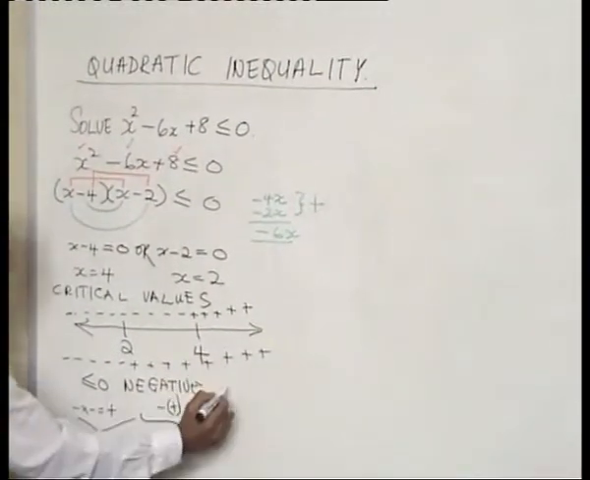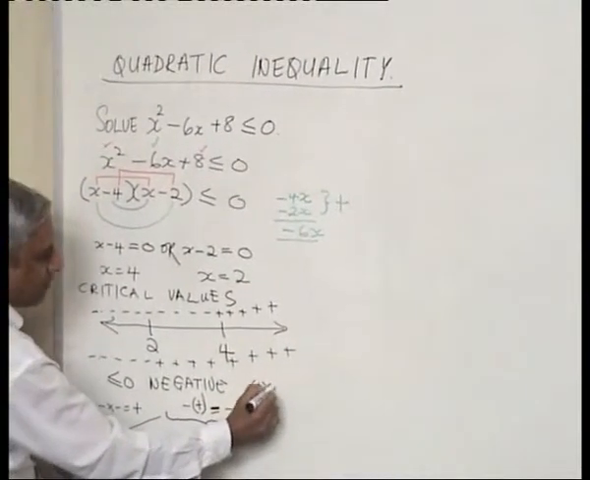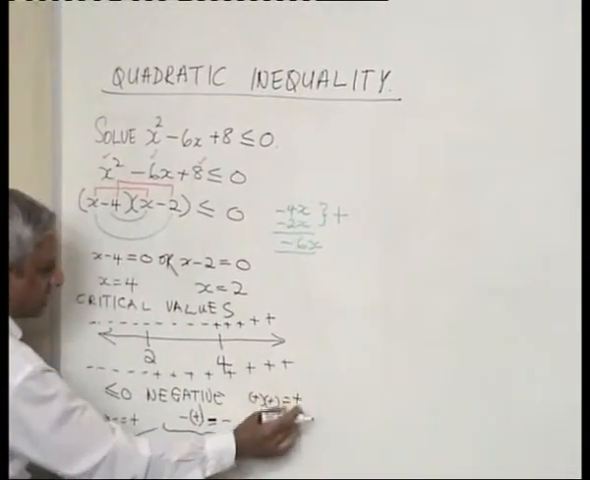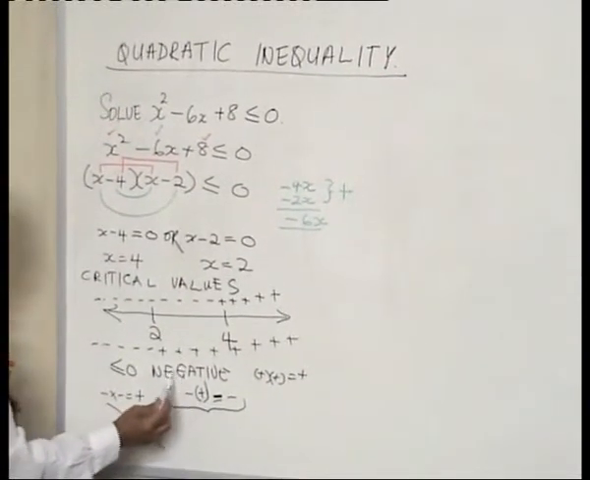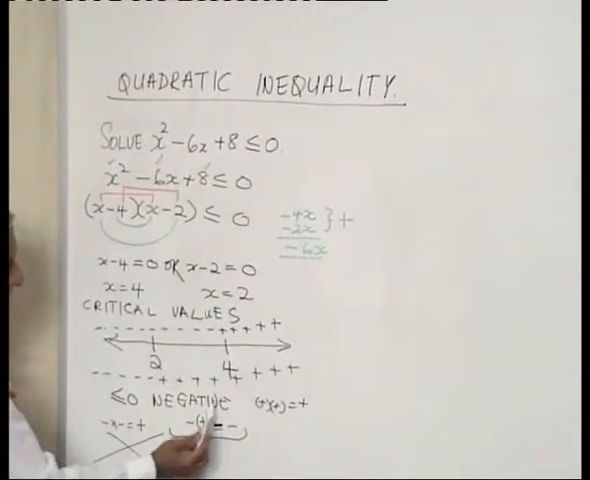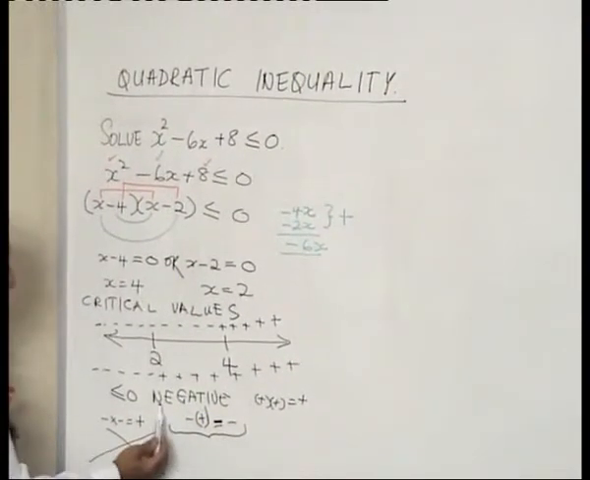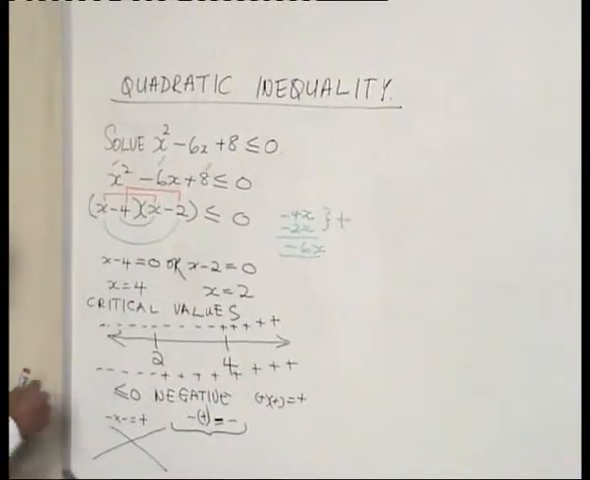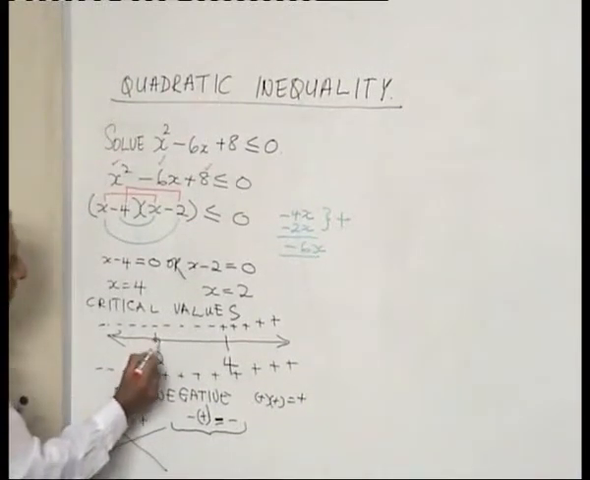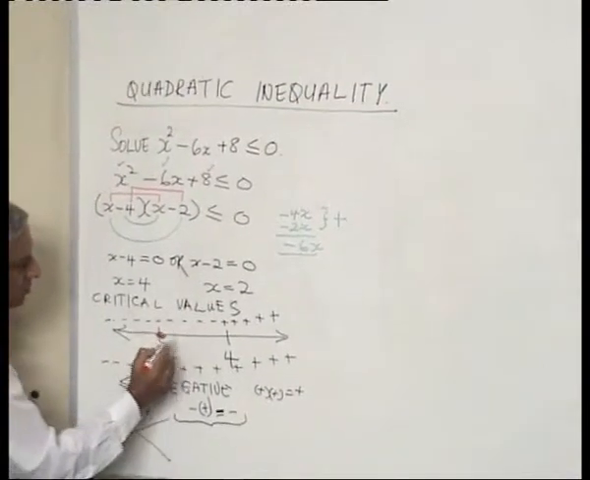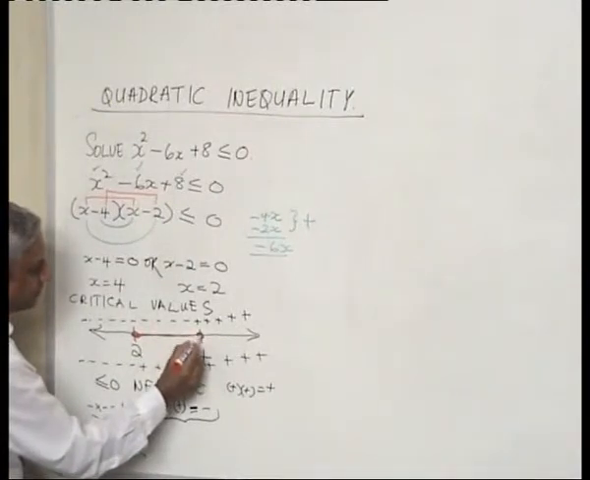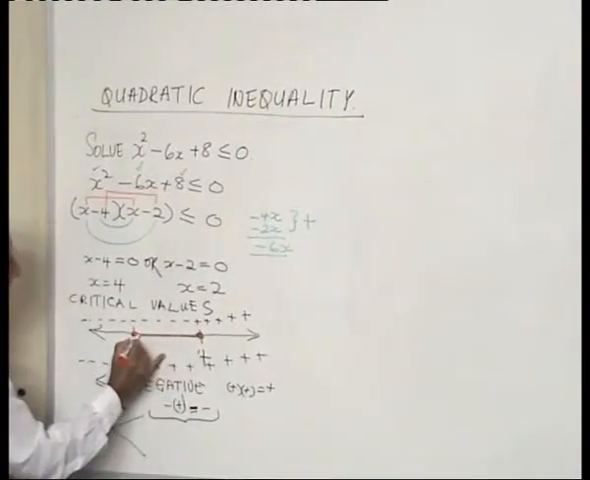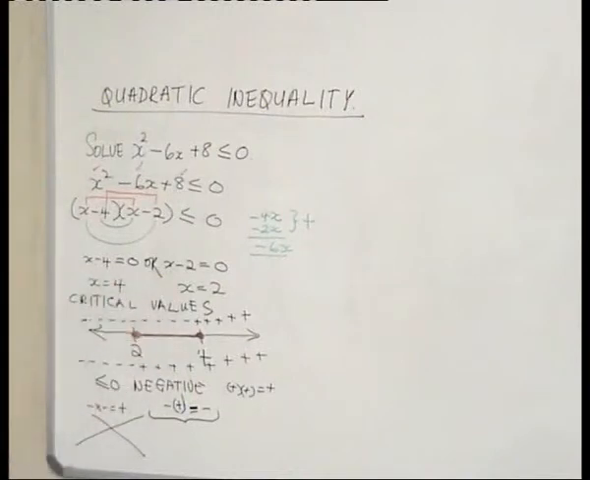And finally, we test over here. Plus times plus gives me plus, and I'm not interested in that because I'm looking for less than 0, and less than 0 means I must find a negative result. And I have found the negative result is here. Now, how do we write the answer? Well, you can see clearly that the answer is from here right through till here. So I've put it in red now. That's the answer shown on the number line.